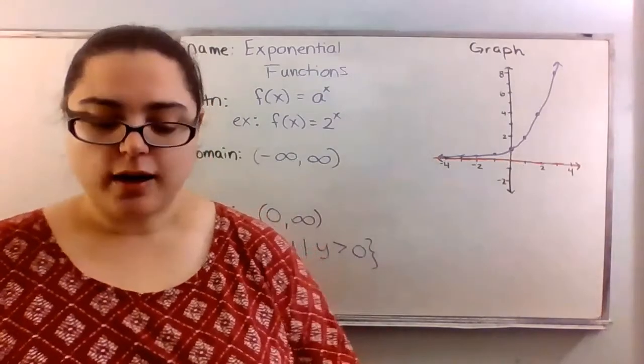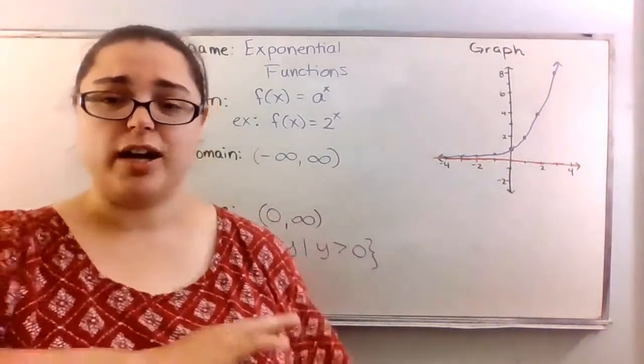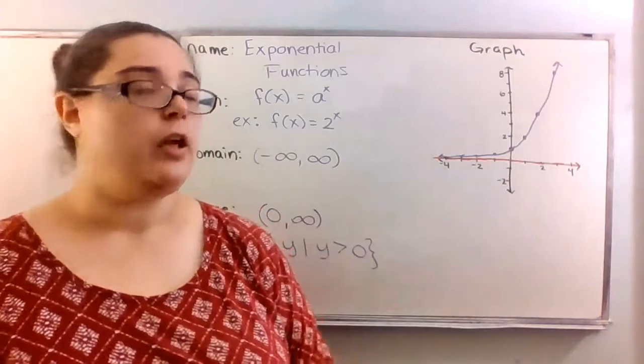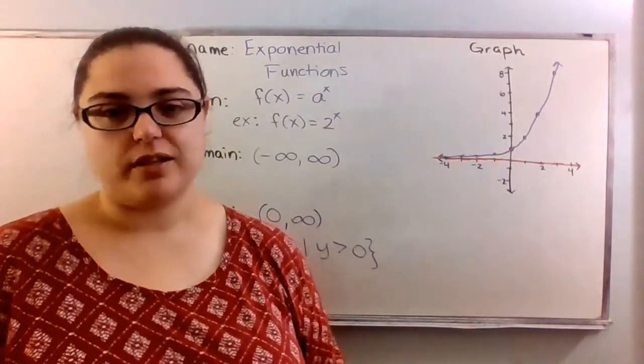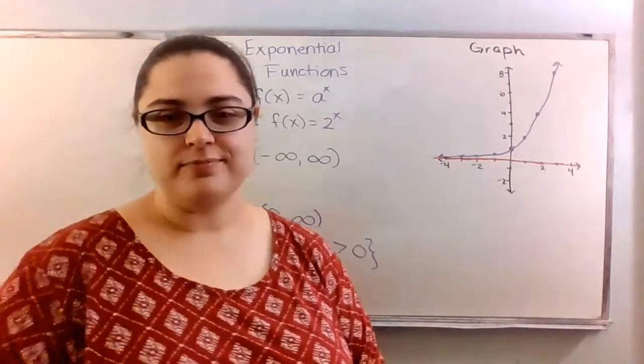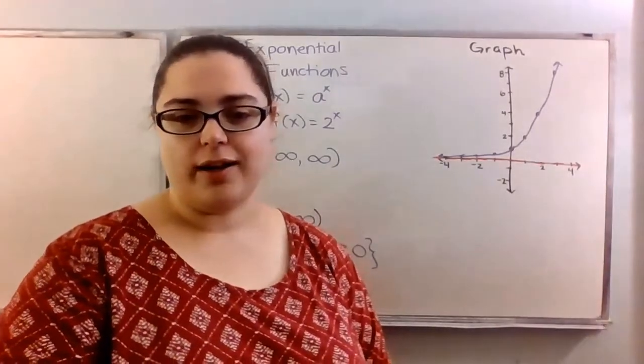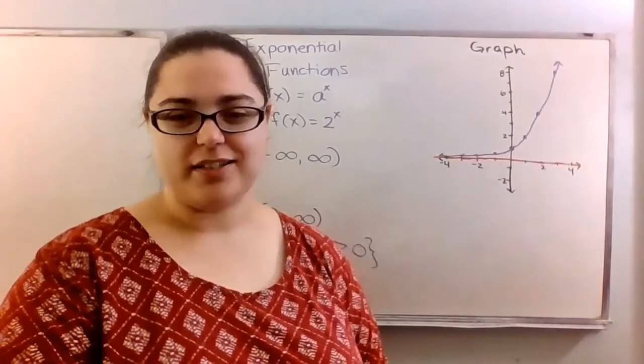Okay, so we saw the squaring function, and then we saw its opposite, the square root function. So here we have an exponential function. Now we're going to look at its opposite, which is a logarithmic function. So let's clear the board and work through the next example.